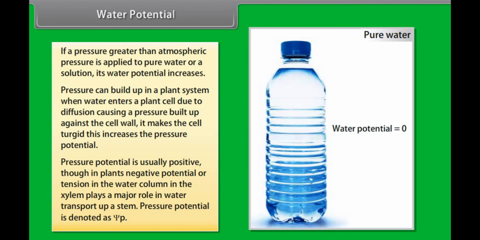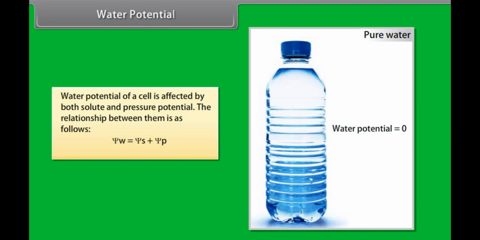Pressure potential is denoted as psi P. Water potential of a cell is affected by both solute and pressure potential. The relationship between them is as follows.